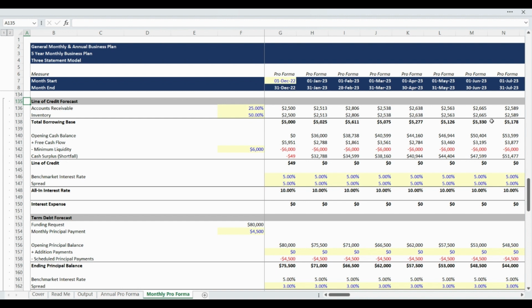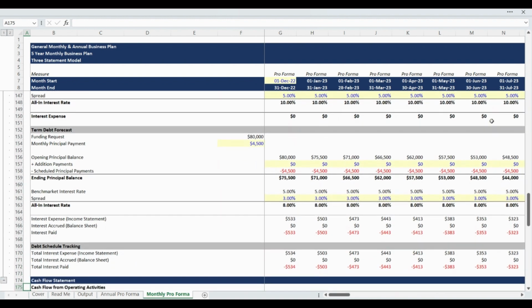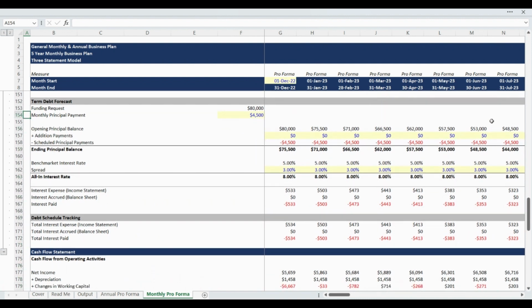The long-term debt section is used to forecast financing used for long-term assets, such as acquisitions and capital expenses. The monthly principal payment you will make can be entered in cell F154. If you desire to make additional monthly prepayments on the loan, the value you desire to prepay can be entered in row 157. The calculations in rows 165 to 167 calculate the total monthly interest payable on both the line of credit and any applicable term debt.